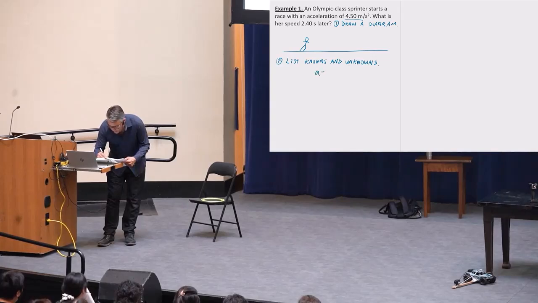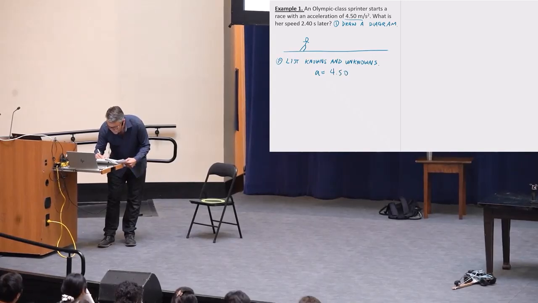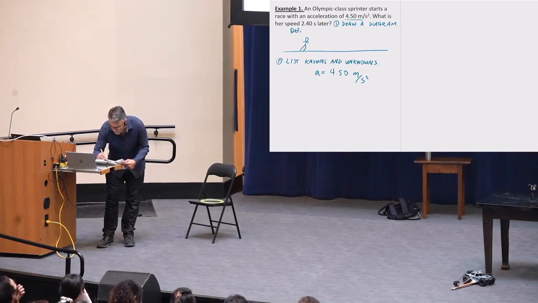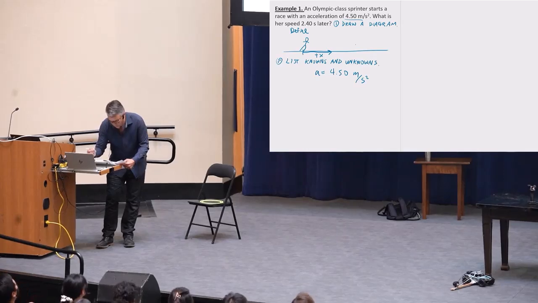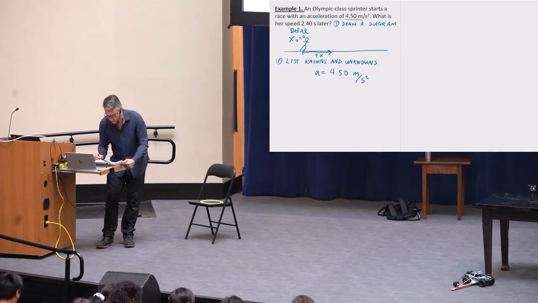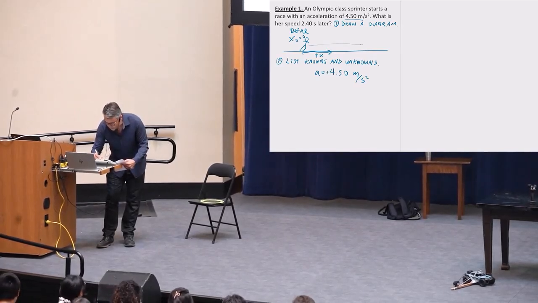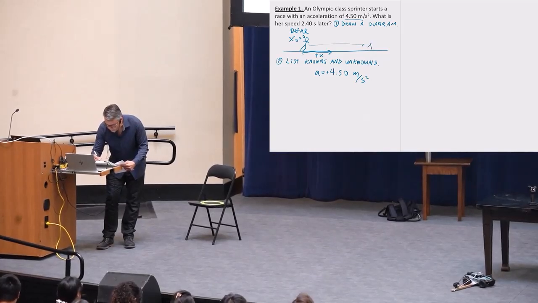So for example, a is equal to 4.5 meters per second squared. And then once I write it down, I was wondering about the sign. So let's define your x-axis. Put plus x to the right here. I'm just going to define x equals 0, x0, to be 0 right there. And then this is plus, because he's going to the right.